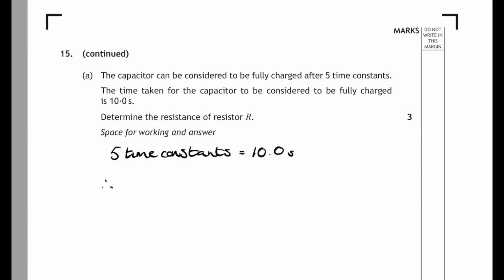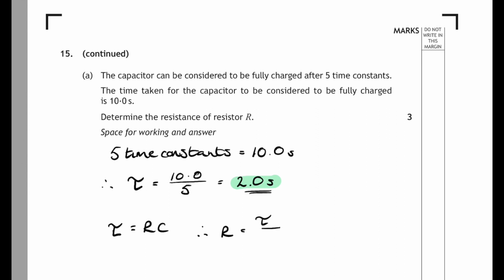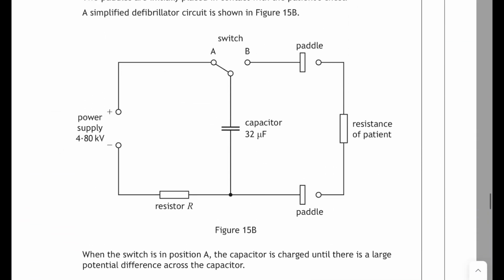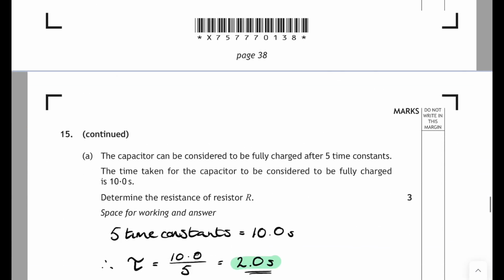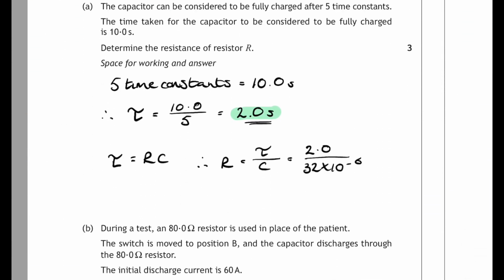Well, if 5 time constants is 10 seconds, then tau, the time constant, will be 10 divided by 5, which is 2 seconds. And now we know the time constant, then the relationship we're looking for is tau equals RC, and we've to determine the resistance R. So R will be equal to tau over the size of the capacitor, so that's 2 divided by, and it's a 32 microfarad capacitor. There it is, in the middle of the diagram, 32 microfarads, so let's pop that in as 32 times 10 to the minus 6.